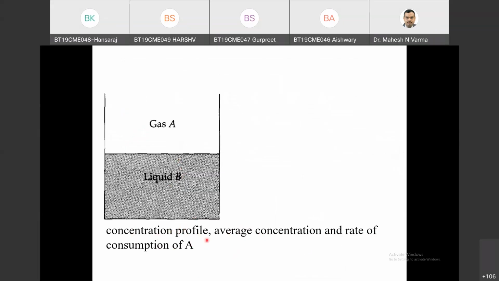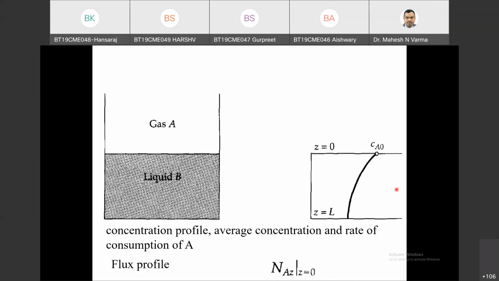Once you get this concentration profile, you can get the average concentration and the rate of consumption of A. This can be estimated by NAZ. You can get NAZ from the flux at Z equals to 0. That will be the rate of consumption of A. What is the rate of consumption of A? That will be given by NAZ at Z equals to 0.